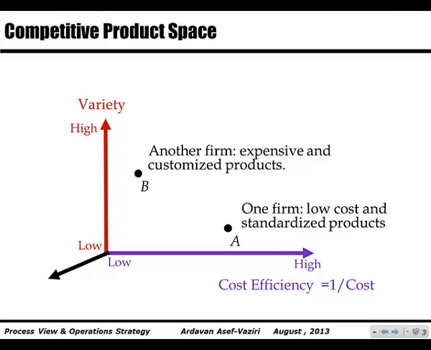Another firm, expensive product and customized product. Which firm is better? We don't know. It depends on the strategy and the market segment that these companies are looking at and the customer value proposition they have prepared. This one may be a company like Walmart. This one, a company like a jet manufacturer for very wealthy people. Both may make good profit, or both may get broke in a couple of years.